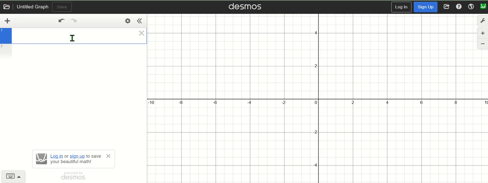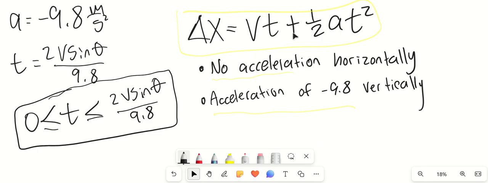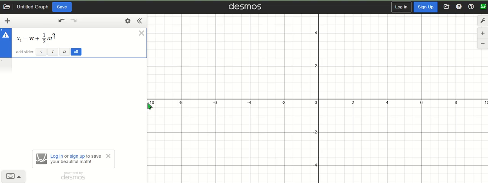And in Desmos, I'm going to just type out that equation. And remember, instead of putting delta x, we have to put a specific value that's going to be x1. x1 is equal to v times t, so my velocity times time, plus 1/2 my acceleration times time squared. Now this is just that same equation. If I look back, I have delta x equals vt plus 1/2 at squared.